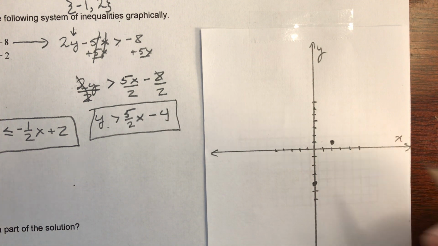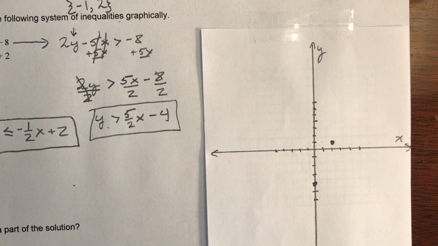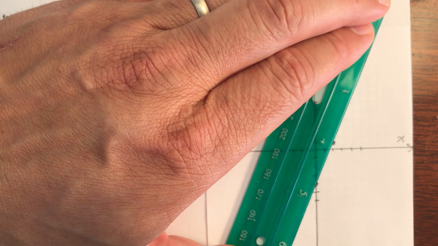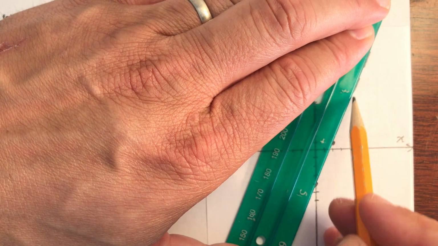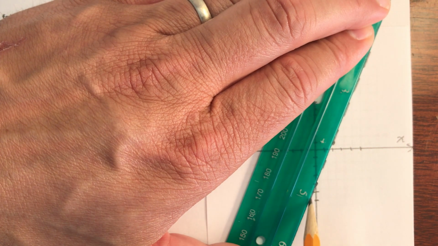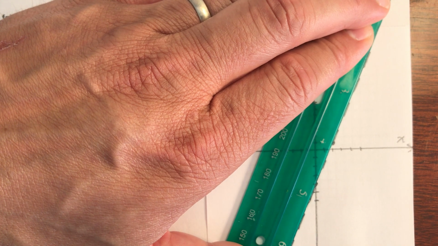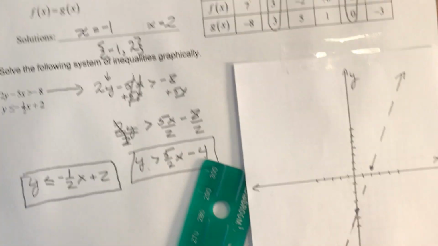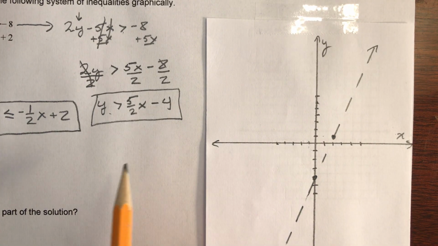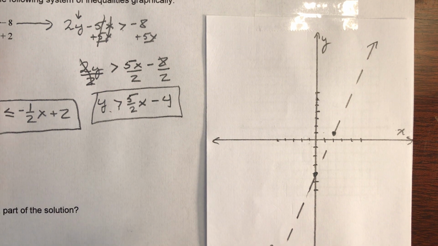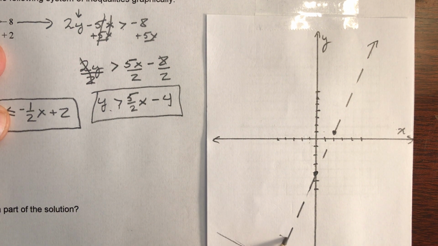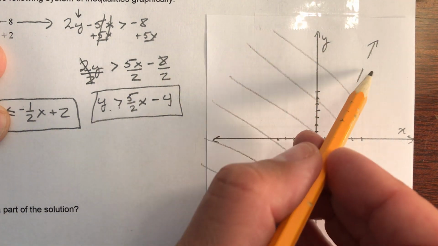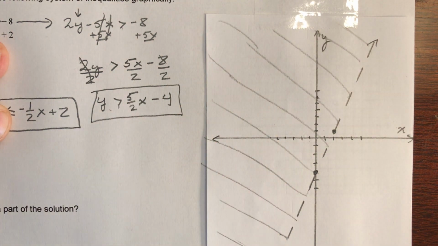All right, now this line is supposed to be dashed, it doesn't have an equal sign there. Okay, so dash it. And I'm gonna have to shade. Well, it's got the greater than symbol, so I'm supposed to be shading above this line. So shading above the line. Remember not to scribble. Try and keep it as organized as you can.